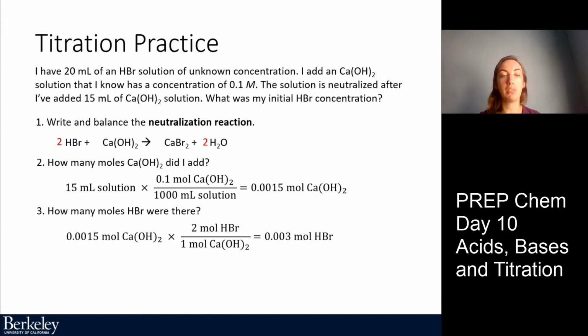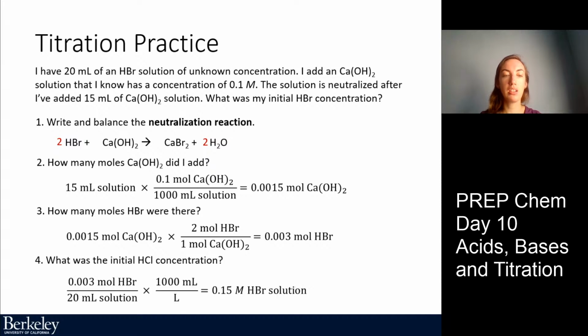So I can figure out how many moles of HBr there initially were using that stoichiometric coefficient. I'm using a 2 in front of my HBr because at my stoichiometric point, I need 2 moles of HBr for every 1 mole of CaOH2. That's what my stoichiometric coefficients mean. So that means that I initially had 0.003 moles of HBr. So my initial HBr concentration, again, sorry for the typo, is 0.003 moles of HBr in 20 milliliters of solution.